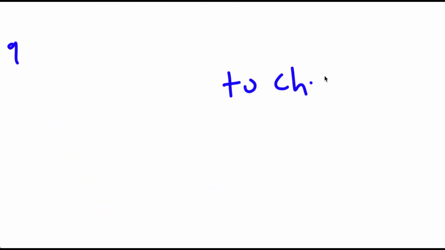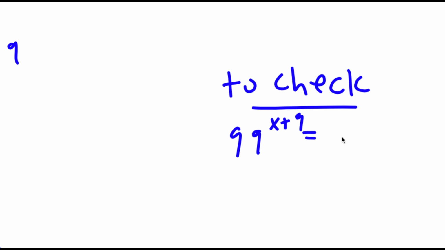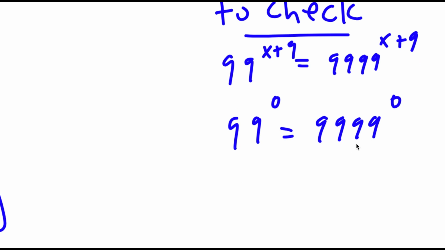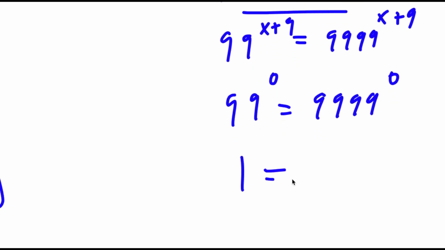So now to check, I have 99 to the power of x plus 9 is equal to 9,999 to the power of x plus 9. We know that x is negative 9, so now I have 99 to the power of 0 is equal to 9,999 to the power of 0. Anything to the power of 0 is 1, so I have 1 is equal to 1. And this is right, so I know my solution is right.